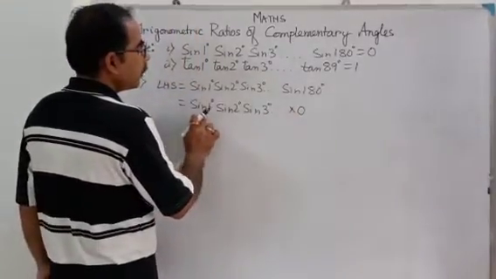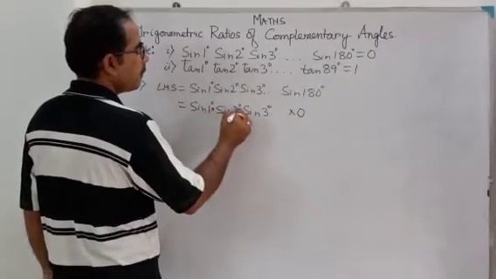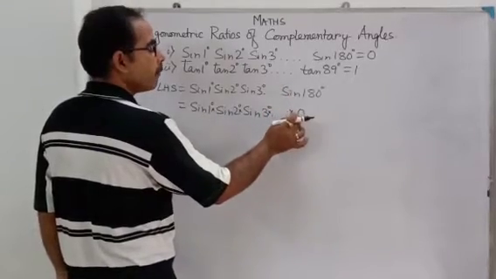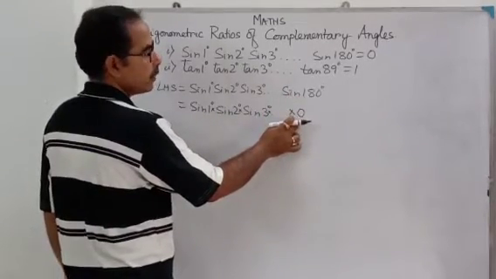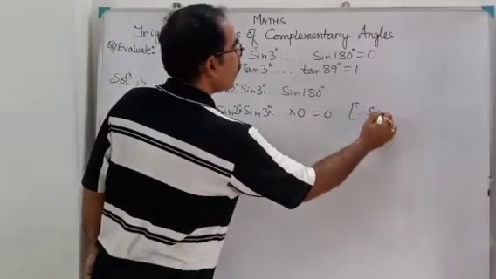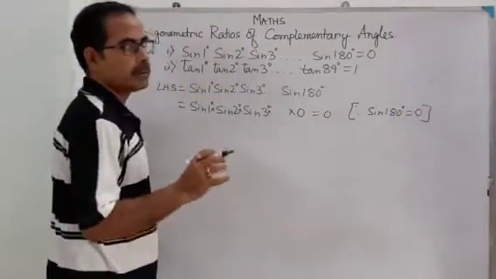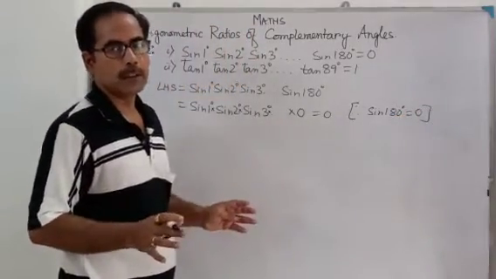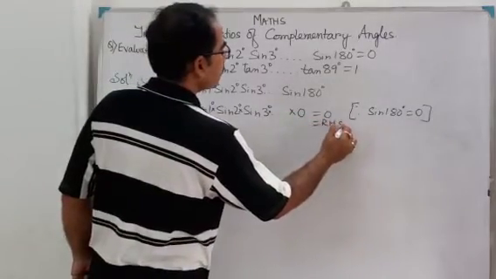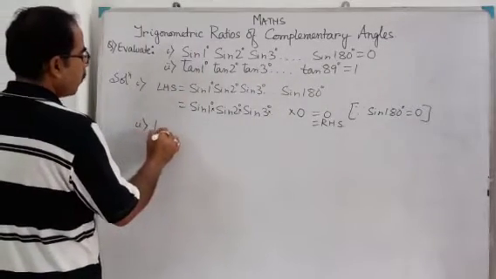So everything is going to be multiplied, because sin 1 degree multiplied by sin 2 degree multiplied by sin 3 degree multiplied by sin 4 degree, dot dot dot, sin 180 degree is equal to 0. So ultimately you are getting 0. Here why 0? Because sin 180 degree equal to 0. So we know very well, whenever 0 is multiplied by any number, the result is 0. So that is equal to 0, equal to RHS. Proved.